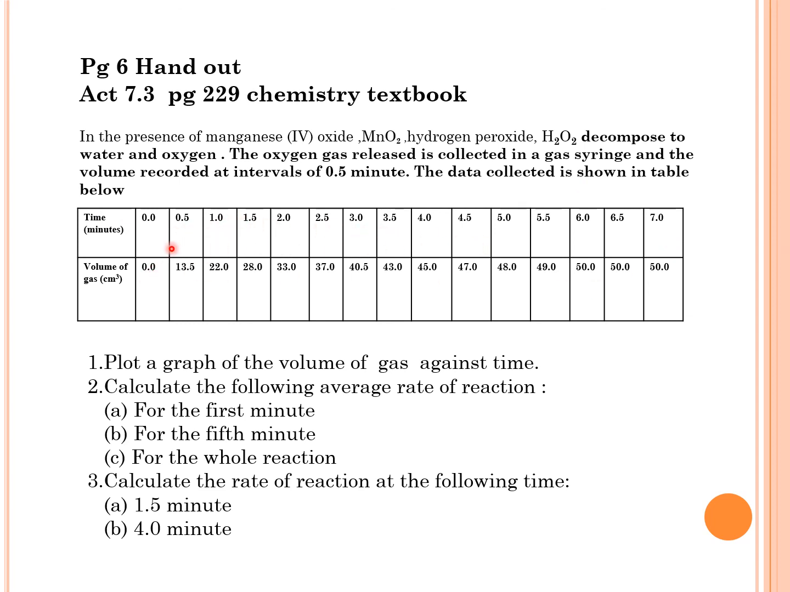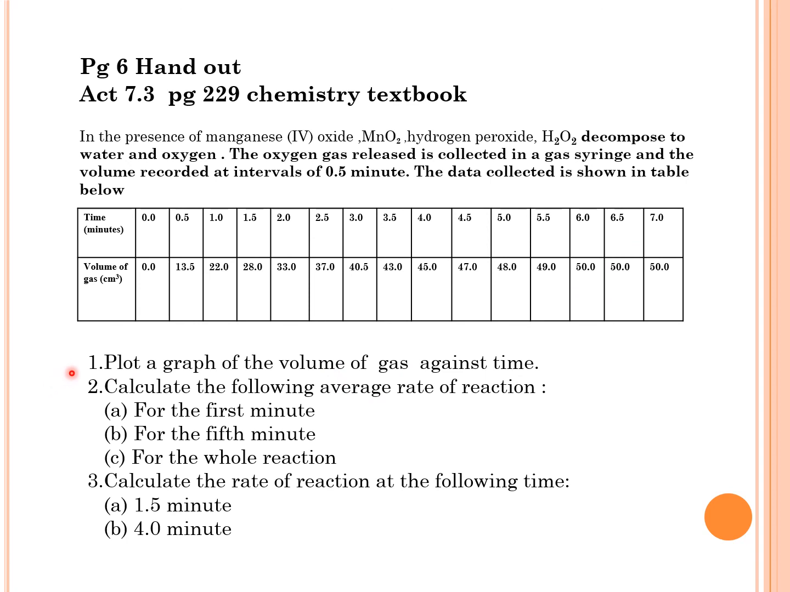Tapi untuk awak, saya tak nak awak pakai saat. You pakai minutes. Memang dah sediakan minutes. So, gunakan minutes. Okay. Sampai 7 minit. Dan bacaan ada kat sini. 0 hingga 50. So, maksimum 50. Perasan tak? 50. 3 kali tu. So, ini sepatutnya dah jadi constant lah.